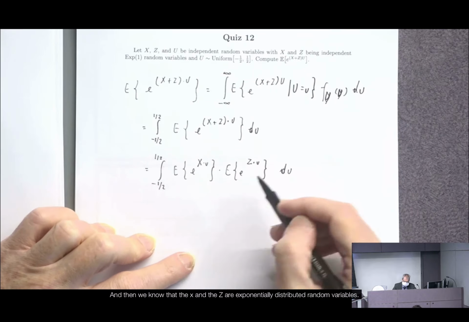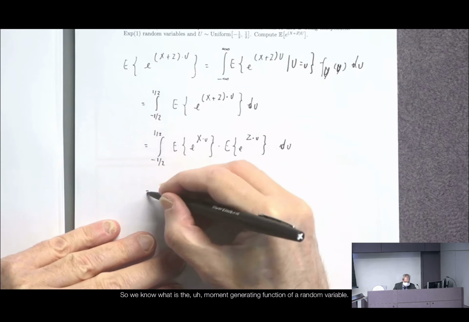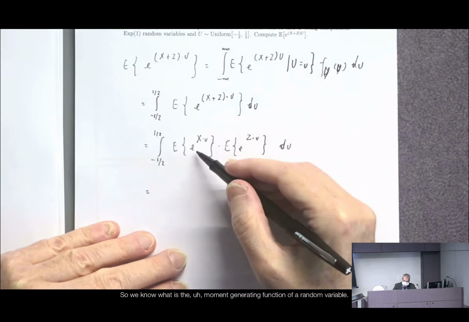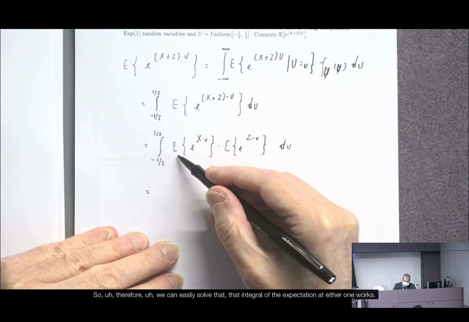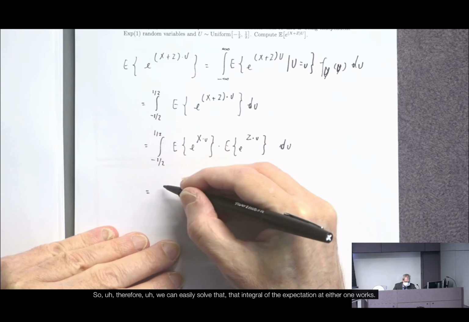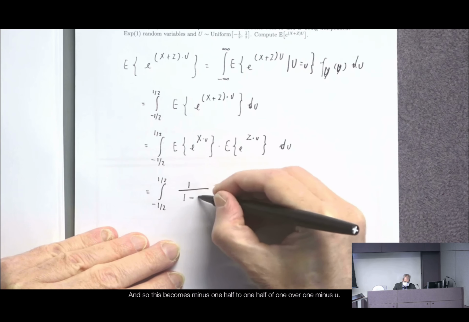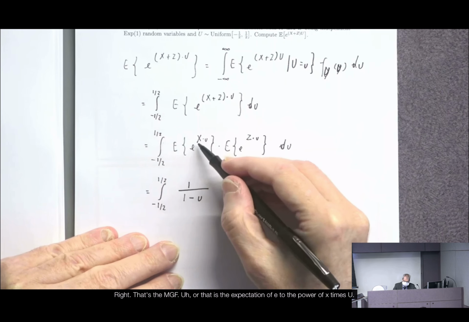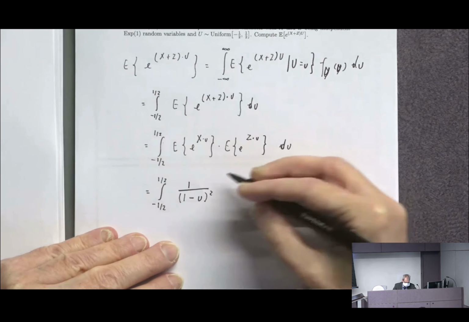And then we know that X and Z are exponentially distributed random variables, so we know the moment generating function of such a random variable, or you can just say, well, we know the distribution, so therefore we can easily solve that integral of the expectation. Either one works, and so this becomes the integral from minus 1/2 to 1/2 of 1 over 1 minus u. That's the MGF, or that is the expectation of e to the power of X times U. And because we have the product of that, it's of course squared, du.